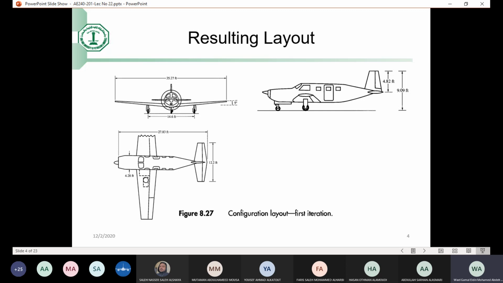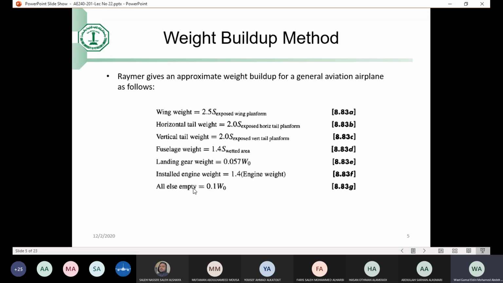For the weight buildup method, I will estimate the weight of the wing, the fuselage, the tail, horizontal and vertical, the landing gear, all the smaller components, and I will add them and see if the weight is the 5,000 something that we had before. For this, we will rely on the experience of previous designs. What does that mean? People have long known that if you know the external surface area of the wing, which is called the exposed wing, all you have to do is multiply it by 2.5 to give you a reasonable estimate of the wing weight.